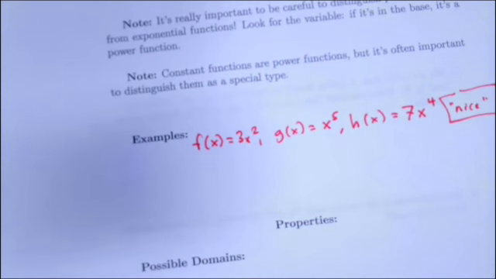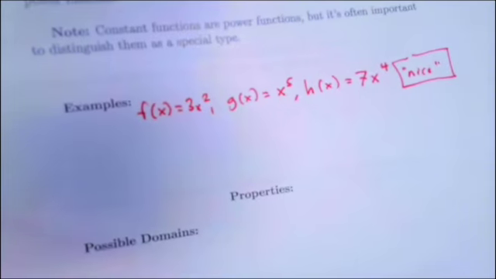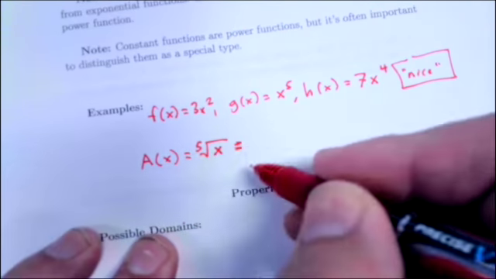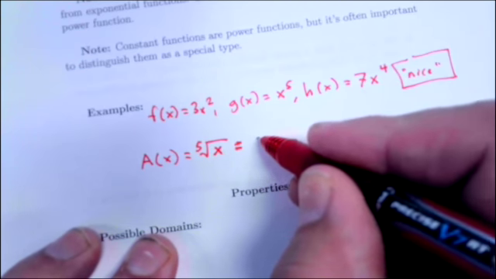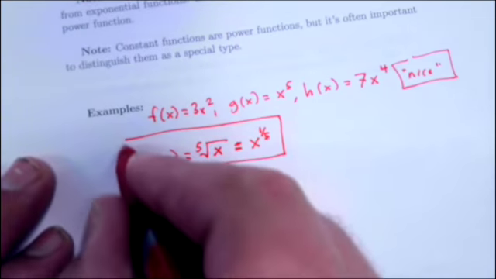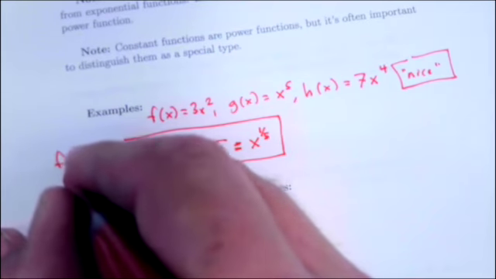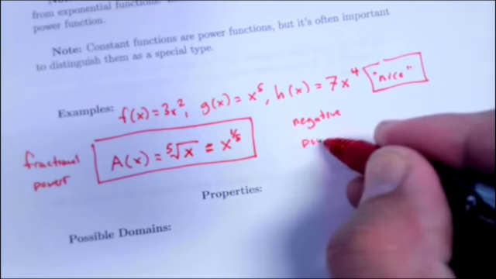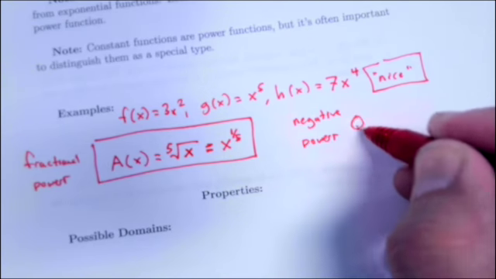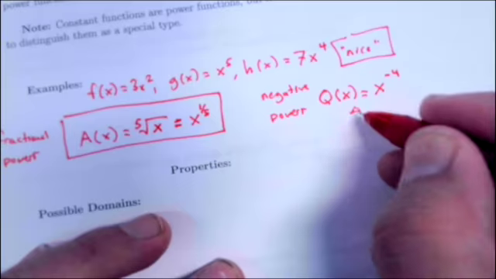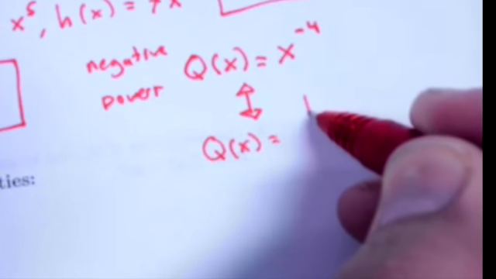And then we also had ones that were perhaps not so obvious, things like a of x equals the fifth root of x. The reason this is a power function is not obvious is this is the same thing as x to the 1/5. So we have fractional powers that correspond to roots, and we have negative powers which correspond to being in the wrong place. So I have q of x equals x to the -4. That's the same thing as q of x equals 1 over x to the 4.